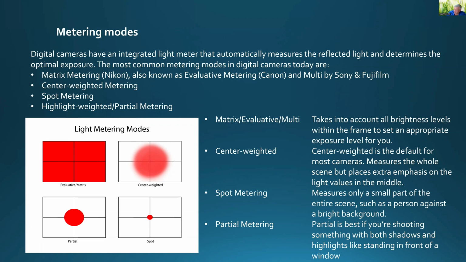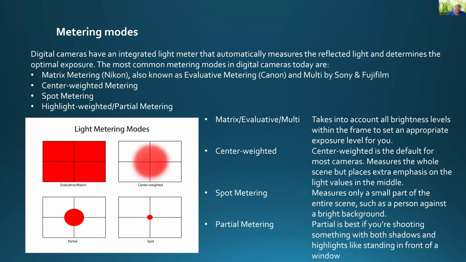Center weighted is a good default to have on. It's going to measure the whole scene, but it's mainly going to focus on the middle, what's in the middle of the scene. The camera thinks that's where you're looking, what you want to see. So center weighted will push itself towards that, but still take into account the whole thing.